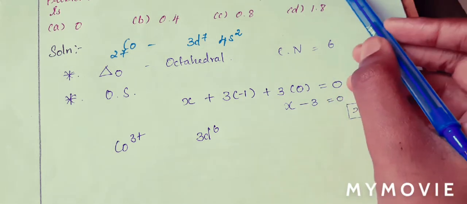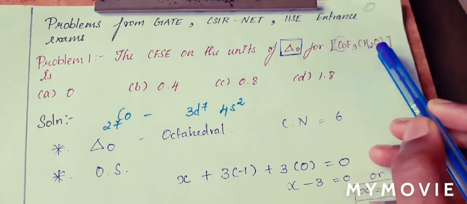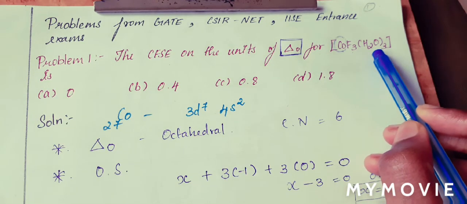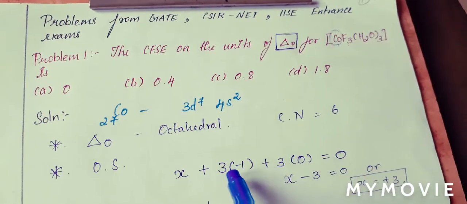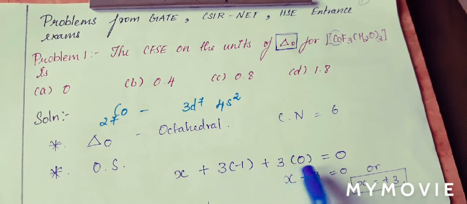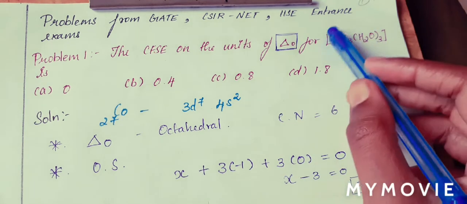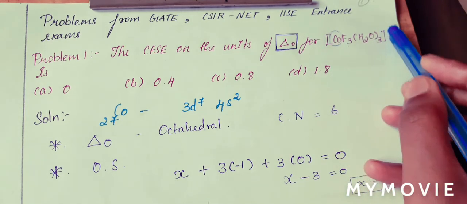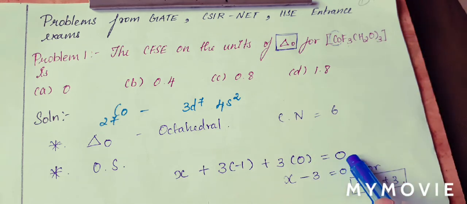So we have 3 fluorines and 3 water or aqua ligands. So I'm going to take 3 into -1 for fluorine and 0 for water, equating it to 0 because this is a neutral complex which doesn't have any charge outside the bracket. So X + 3(-1) + 0 equals 0.